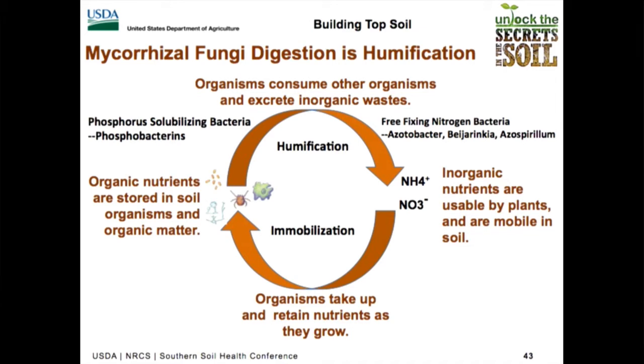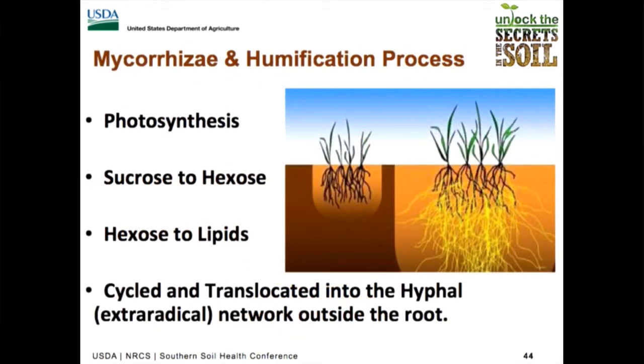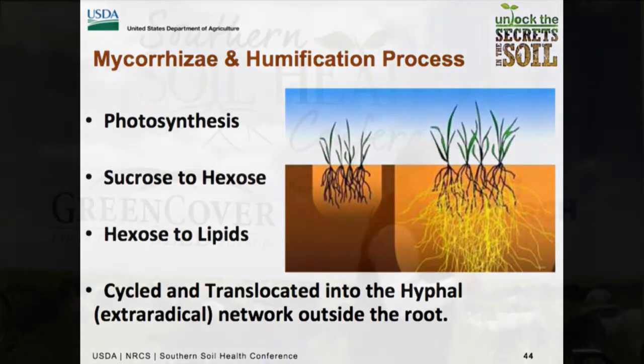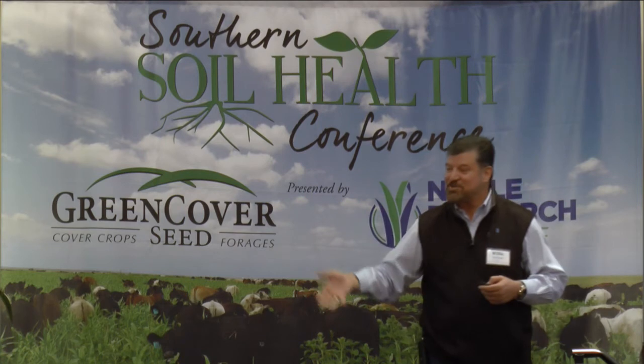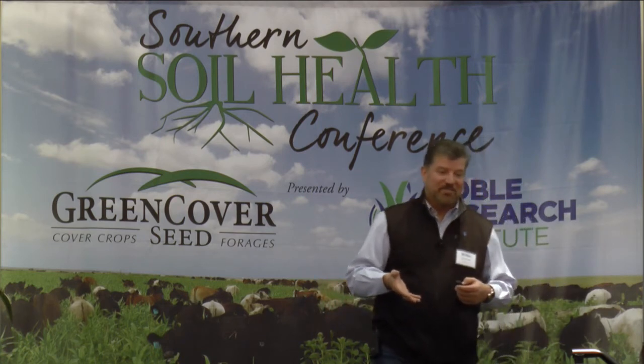So that's what I wanted to focus on, to mention how this process works. Plants photosynthesize. They turn sucrose, which is simple sugar, into hexose before they feed it to a mycorrhizal fungi. And when they feed it to the mycorrhizal fungi, it immediately turns it into a glycoprotein, which is a lipid, and coats its hyphae with that, so that it doesn't leak nutrients back, because it's carrying water, nutrients, stuff like that. That particular glycoprotein is what is called glomalin. That word was mentioned yesterday. That's what glomalin is.